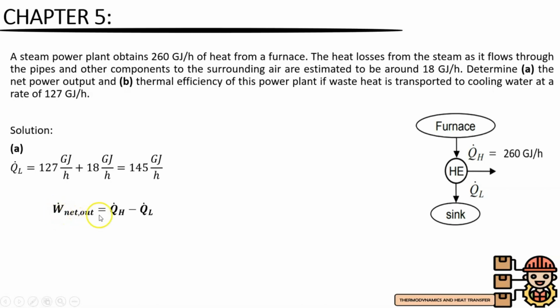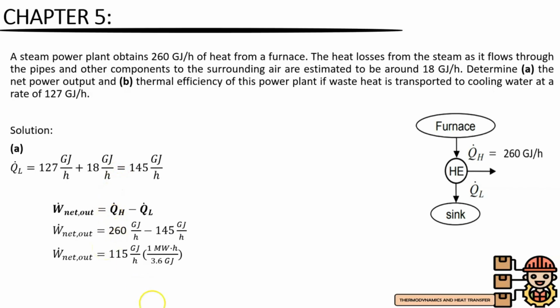Then the net power output of the power plant becomes the rate of the net work output, which is equal to the difference of the rate of heat absorbed and the rate of heat rejected. By plugging in the given values, we have 260 gigajoules minus 145 gigajoules per hour, which is equal to 115 gigajoules per hour. And because it is the rate of net work output, its unit is megawatts or watts.